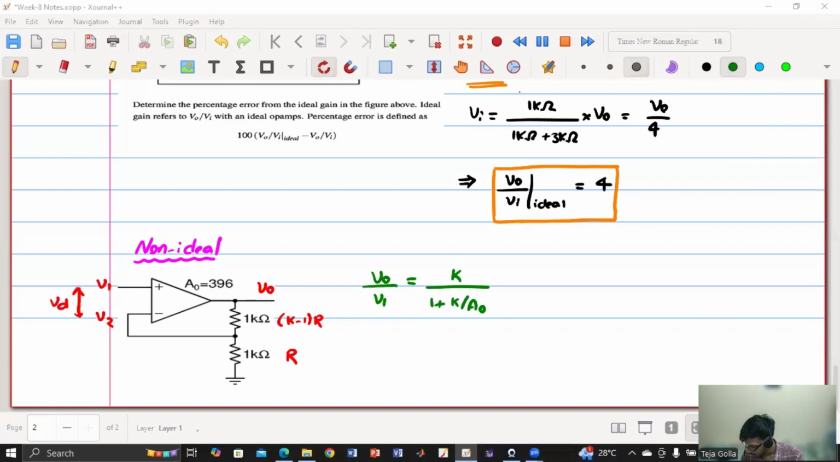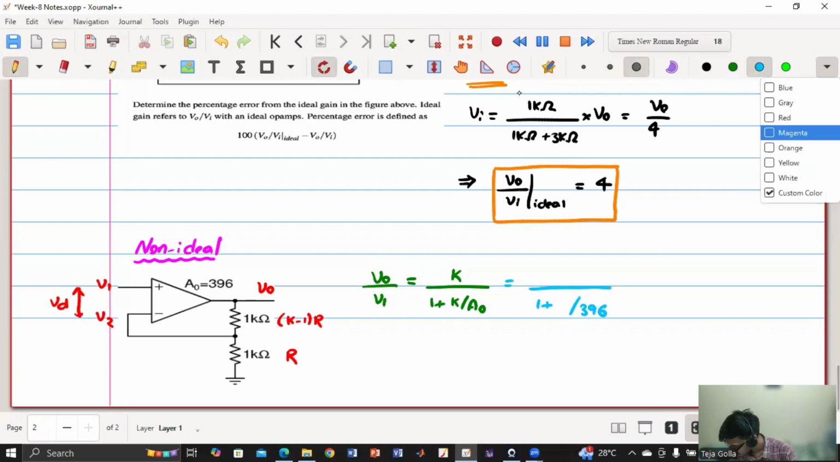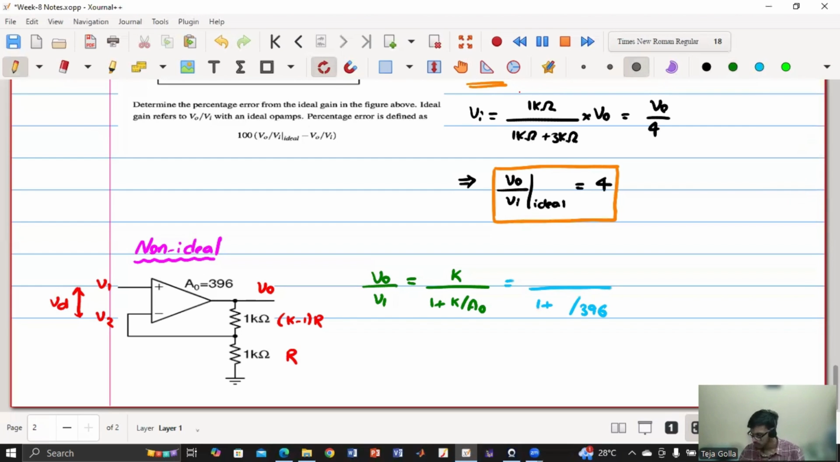Yes. So now let us substitute here. Can you tell me what is the value of K and what is the value of A naught? A naught I know because it is already given. So what is the value of K? Anyone? K? What is the value of K? K is 2. Yes, you're right.